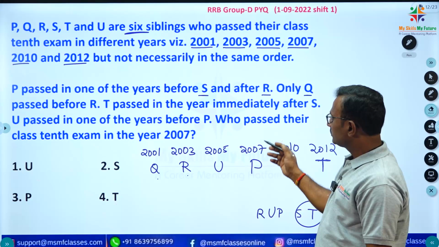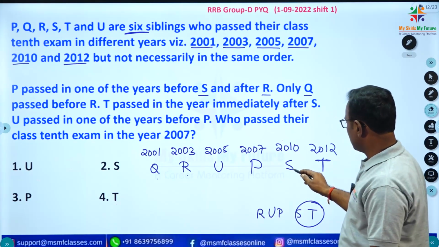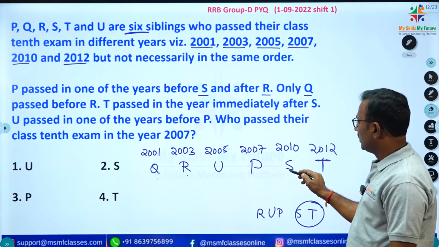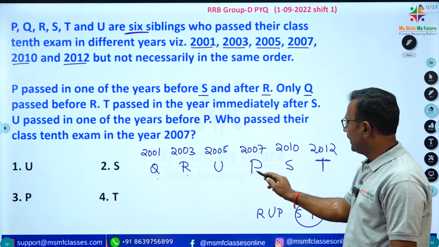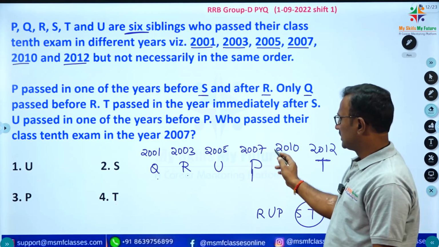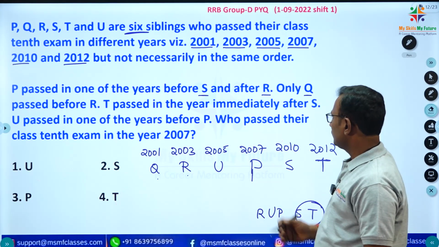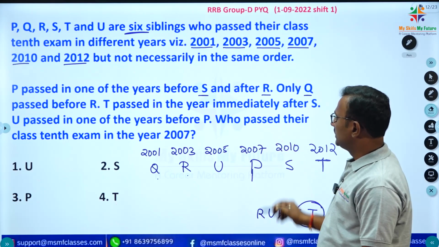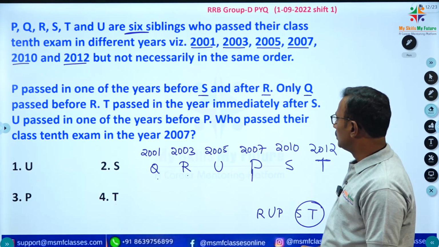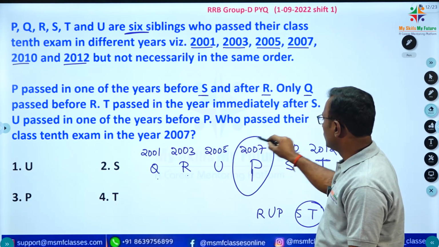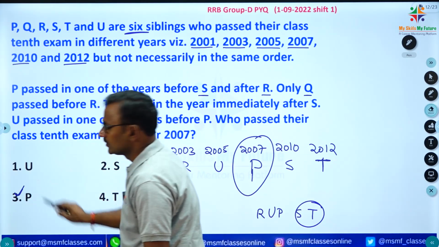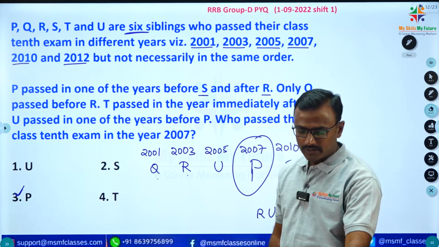So T is immediately after S. U is before P. So this is the arrangement we get. So what is the question? Who passed their class 10th in the year 2007? So in 2007, P passed. So option 3 is correct. Next question.